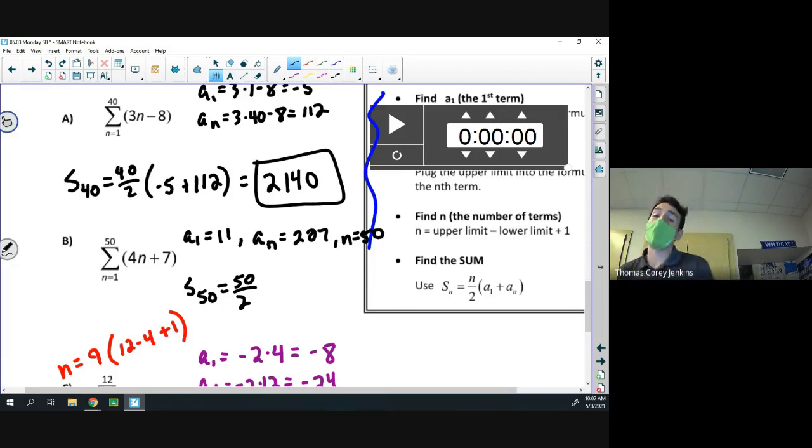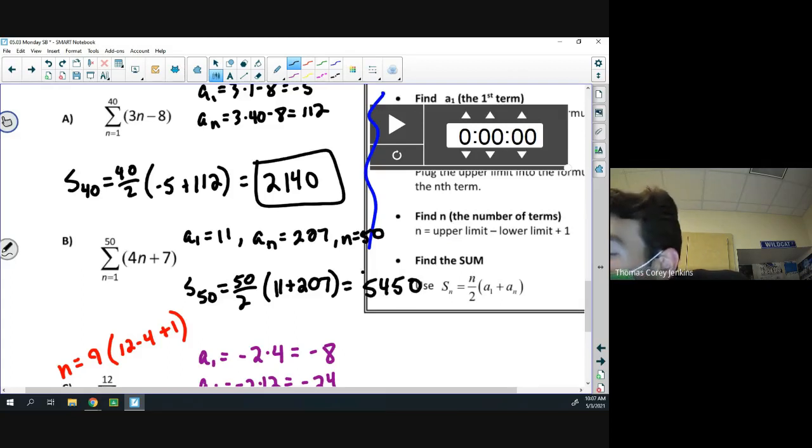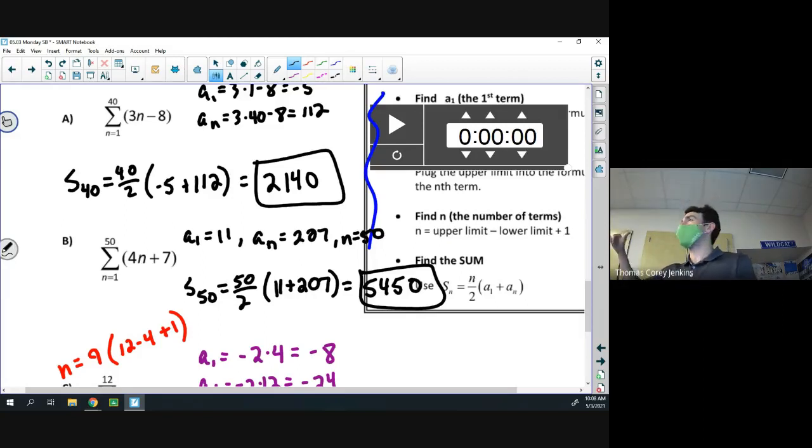And again, it's obvious when we go from first term to 50th term that there are 50, but think about that. If we did 50 minus 1 there, we get 49, right? So when you're counting them, just remember to add 1 in. So anyways, 50 over 2 times the quantity, 11 plus 207. And that's going to be 5,450, okay? Any questions after I showed that?